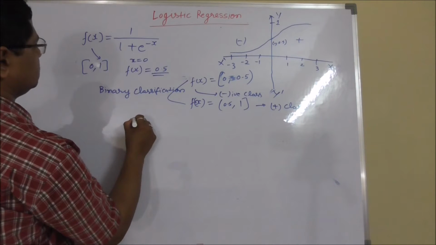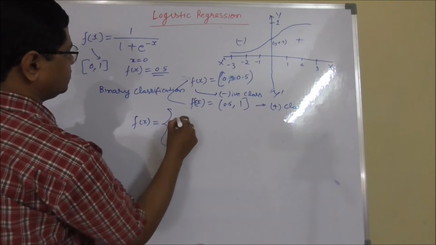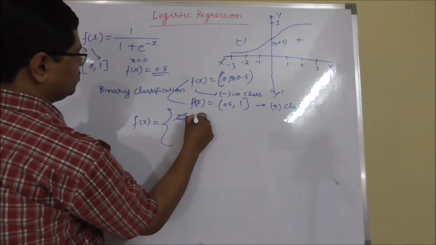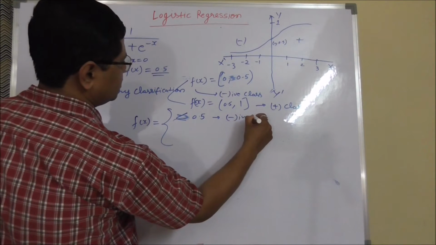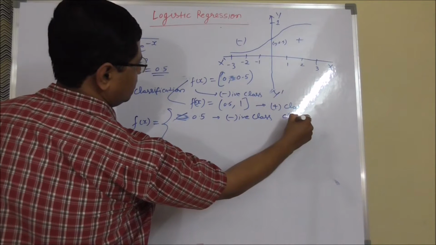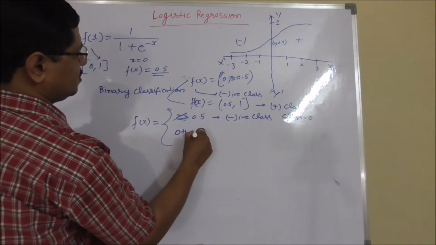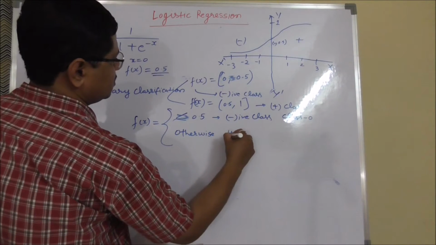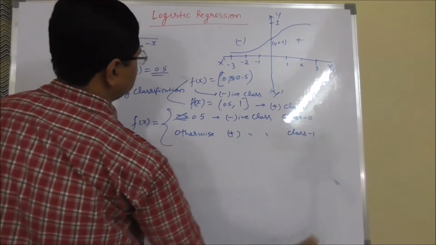So now f(x) will represent, if it is less than 0.5, either the negative class or class 0, otherwise it represents the positive class or class 1.